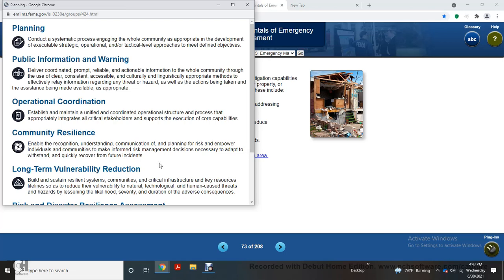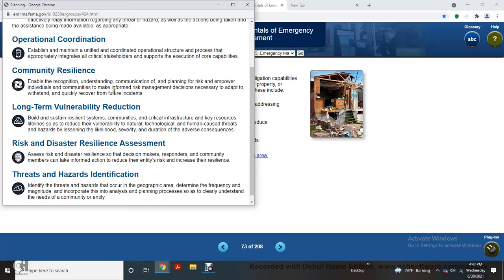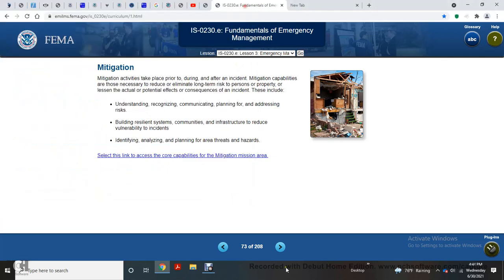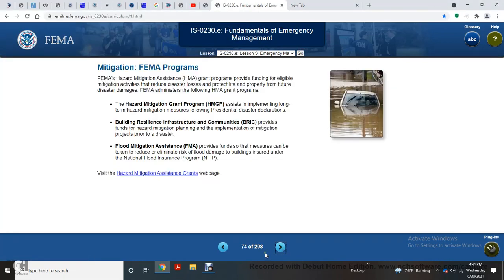The mitigation core capabilities are planning, public information and warning, operational coordination, community resilience, long-term vulnerability reduction, risk and disaster resilience assessment, and threats and hazards identification. FEMA mitigation programs: FEMA Hazard Mitigation Assistance programs provide funding for eligible mitigation activities to reduce disaster losses and protect life and property from future disaster damage.